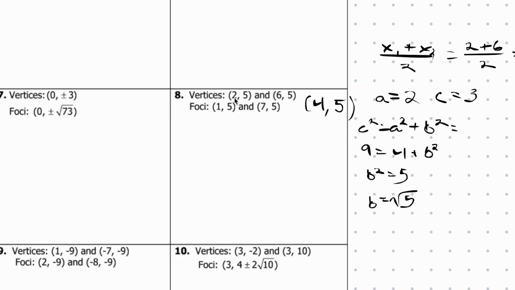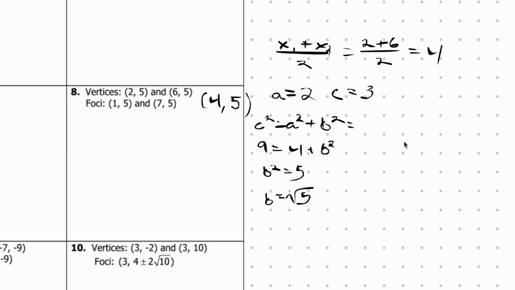And by the way, if we just want to visualize this, you don't need to write this down. Sometimes it helps. But just to visualize, our center would be somewhere like there. And then our vertices would be 2, 5 and 6, 5. And so that means we're going to have a horizontal hyperbola, right? Because they're going in the x direction.